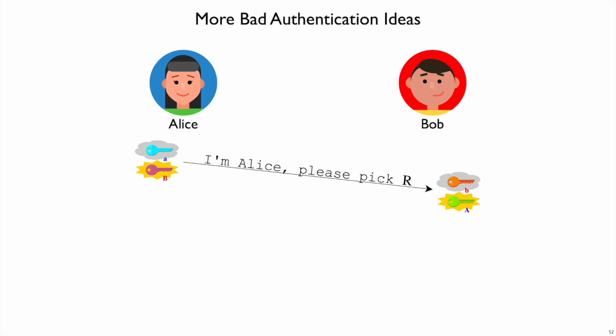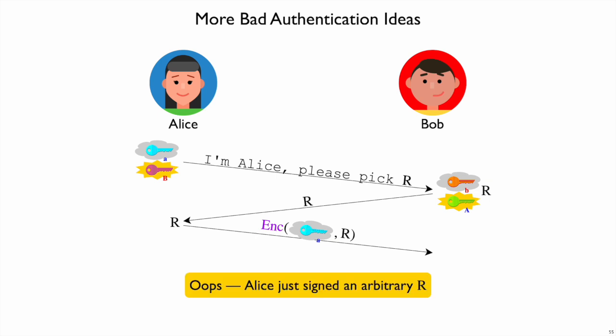So let's try again. Let's have Alice just say, I'm Alice, you know who I am, you've got my public key, so pick an R for me. And then Bob can pick an R and send that back to Alice, and then Alice could sign that R, and then Bob knows that he's talking to Alice because she was able to sign an arbitrary R. Well, now there's a problem here because Alice is signing something that someone else gave her. She should not sign an arbitrary R from the internet. How do we make sure that the R that Alice is supposed to sign really comes from Bob?